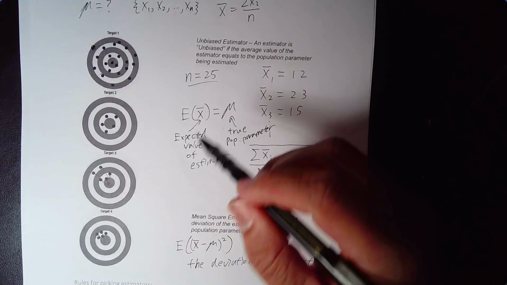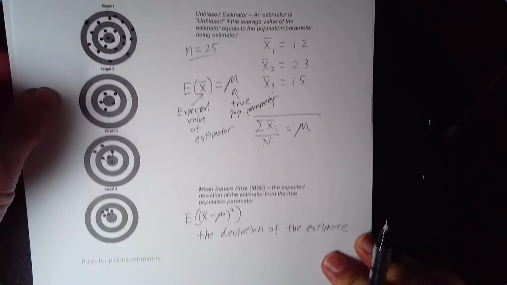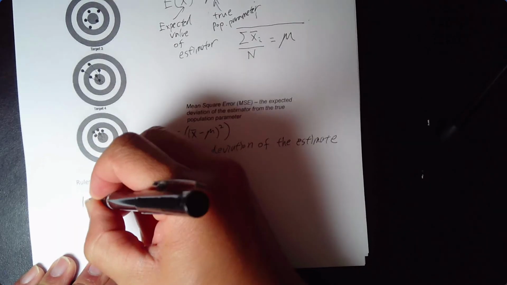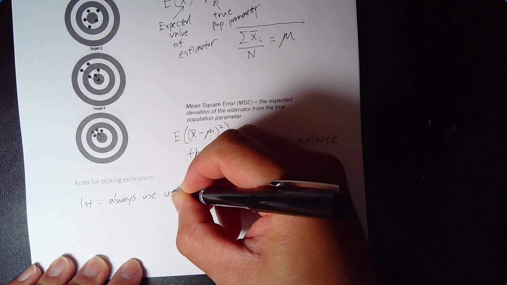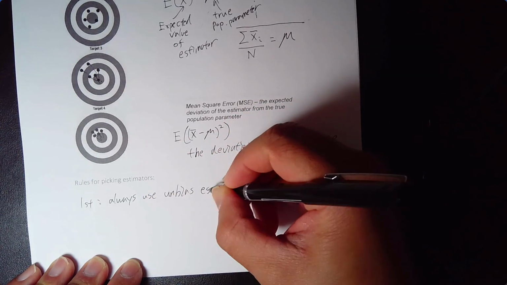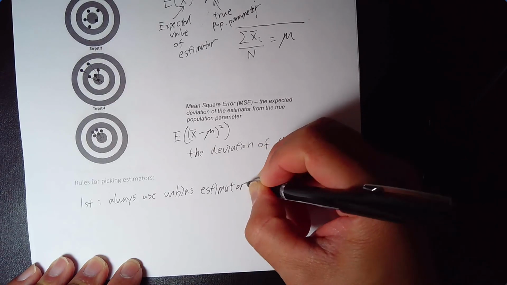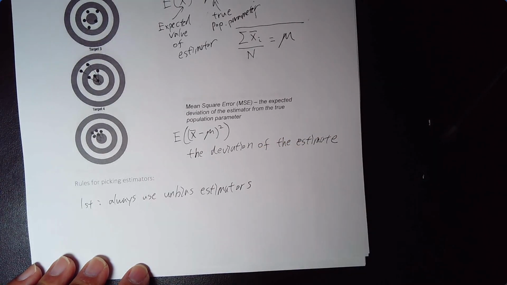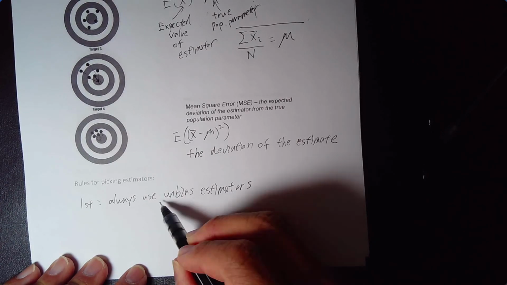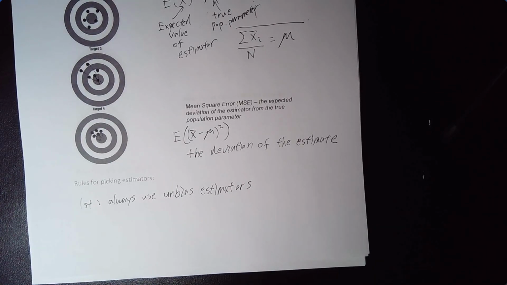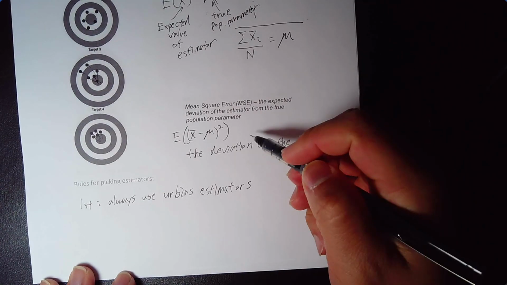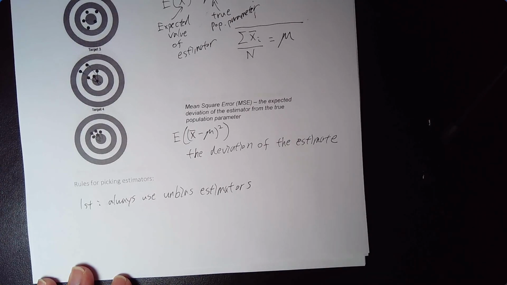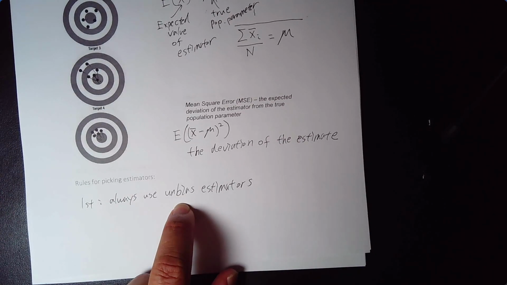So, rules for picking estimators. First rule, you always use an unbiased estimator. Why? Because if we are using unbiased estimators, on average, we can expect to get the true population parameter. If we use a biased estimator, even though it might have a very small deviation, we can never trust it. We can never know if we are actually getting the true value.